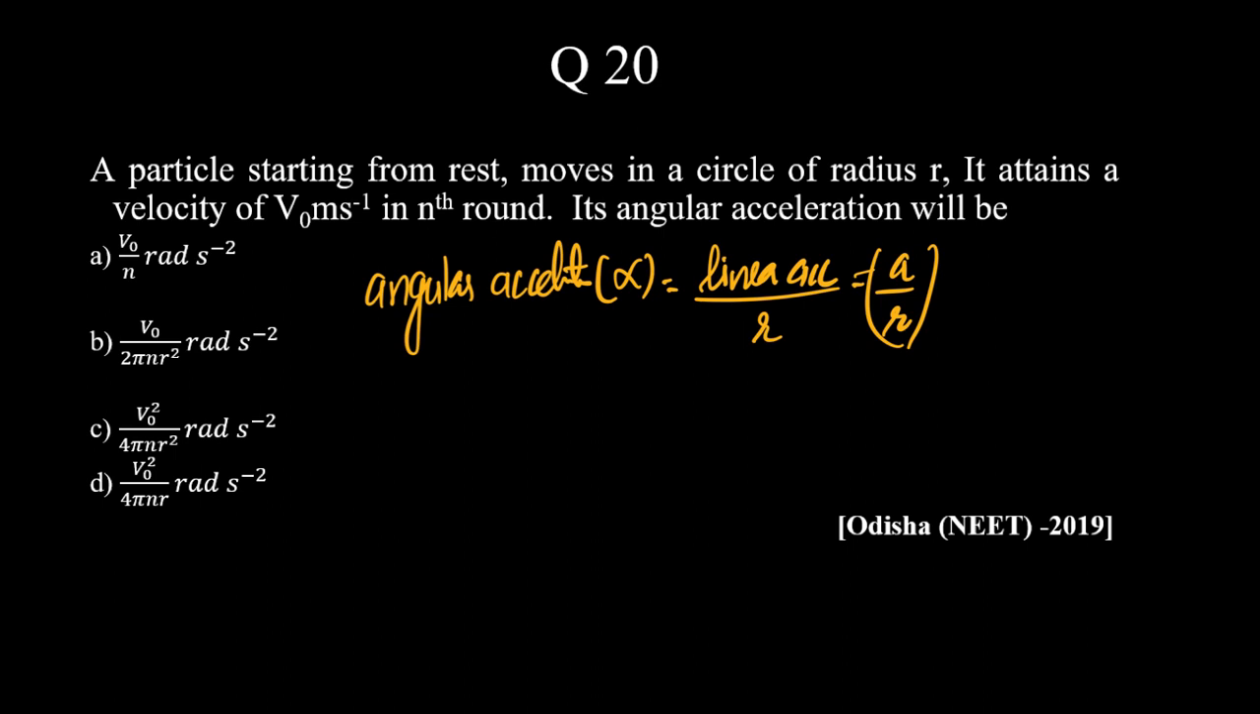So what I'll do is I'll first write down the equations of motion. We've been given initial velocity and final velocity, right? Initial velocity is u, final velocity is v0. So we have v square is equal to u square plus 2 into a into s. Now what we need is not a, what we need is a by r. So I'll divide this equation by r. So what do you get?